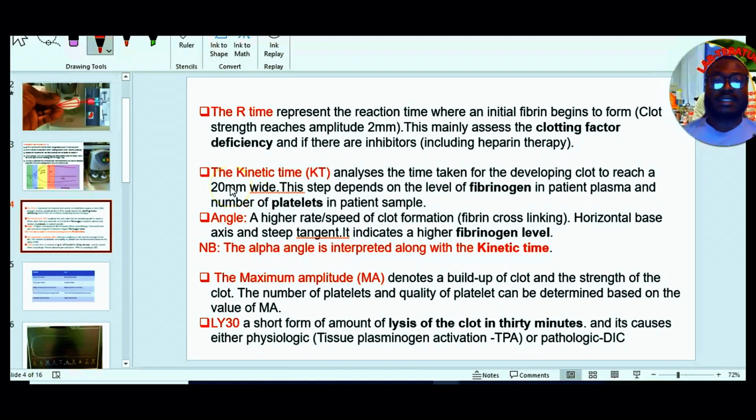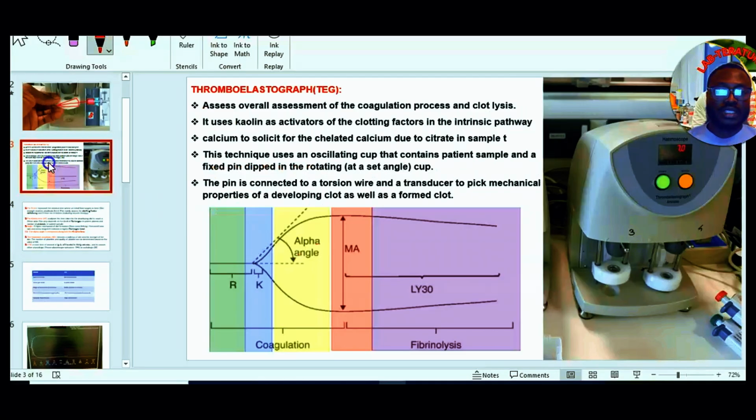Now, what is the kinetic time? I will launch this. The first one that you should see is this is the kinetic time. It runs from the end of the R time until 20 millimeters of clot has formed. So your 20 millimeters is going to form within this angle.